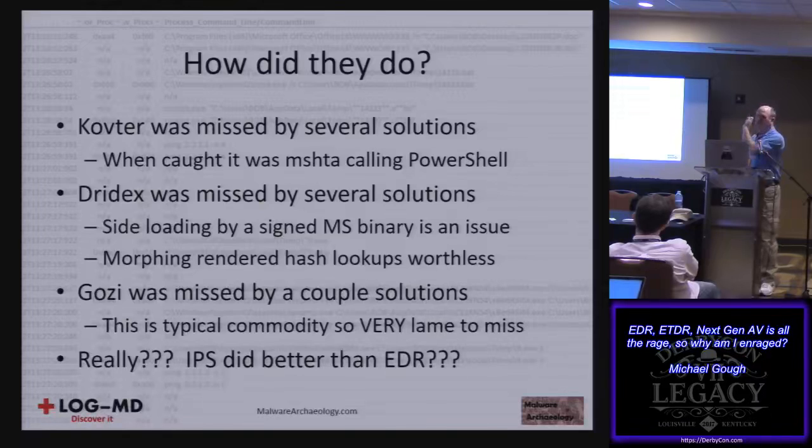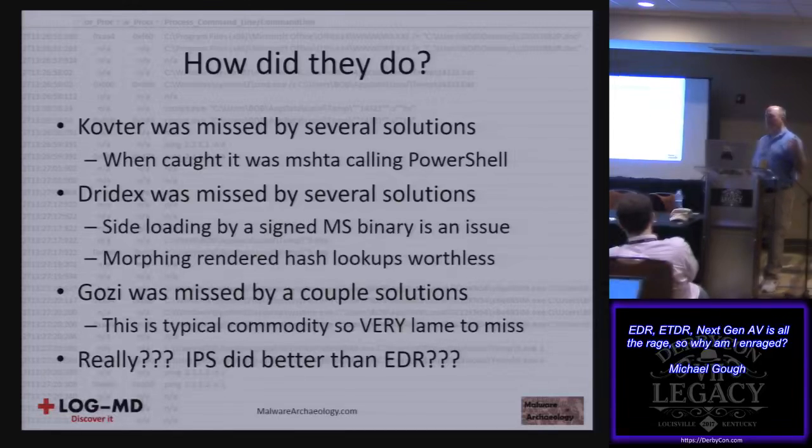This is where EDR IR hunting might come into benefit. Kofter was missed by several solutions. When it was caught, it was the MSHTA run line calling out to JavaScript, which then called PowerShell, which read the registry, dropped everything to disk, executed it, deleted it. It was that MSHTA PowerShell call that triggered the ones that did catch it. Okay, and no other artifacts, with the exception of some of the EDR IR tools, but you would really have to dig and it was not obvious.